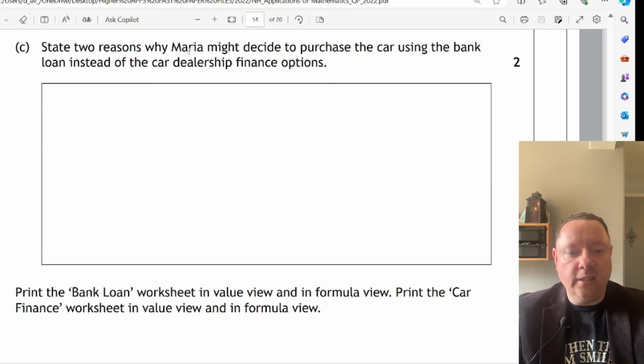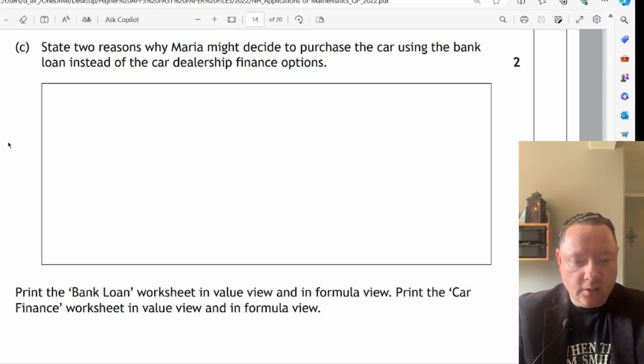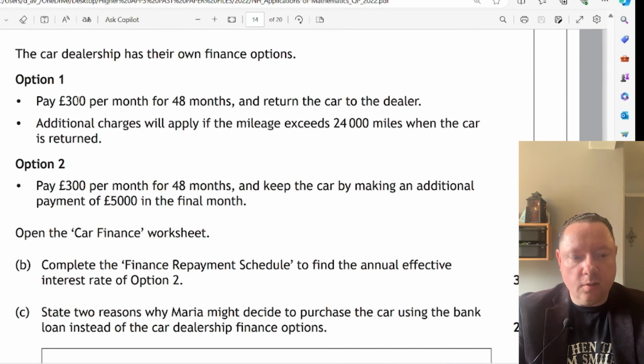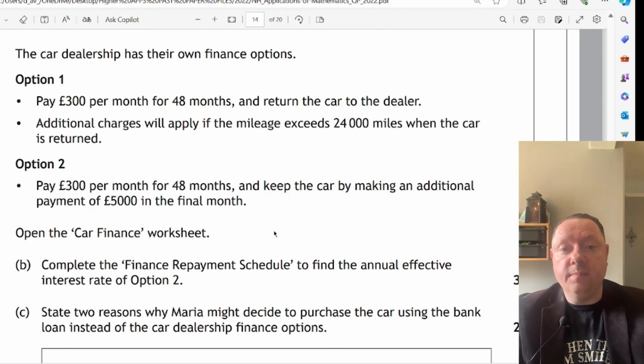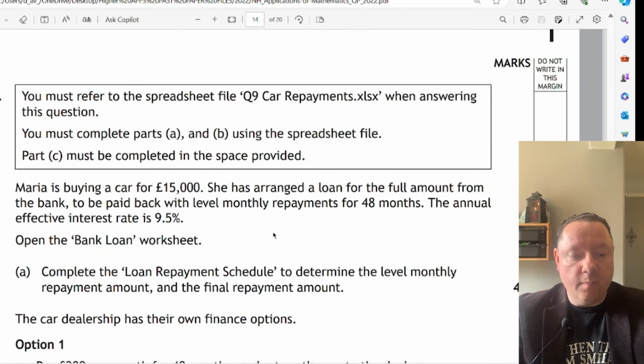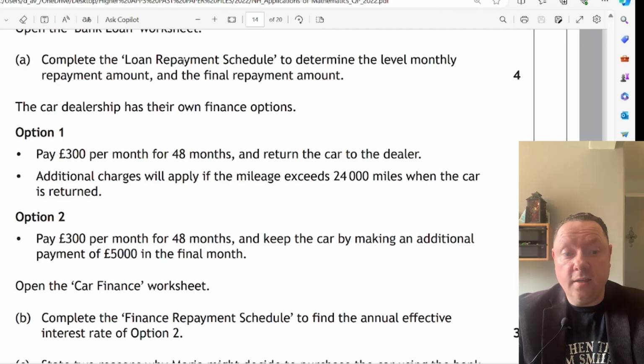So part C: state 2 reasons why Maria might decide to purchase a car using the bank loan instead of car dealership finance options. So if we look at the finance options given to us, option 1 is pay 300 and return the car, or she might exceed the miles. So she might not want to do that because she has to return the car. Option 2, she has to pay an additional 5,000 in the final month, so it's not the same monthly payment each month, whereas the bank loan is. So that's all you have to write, really.